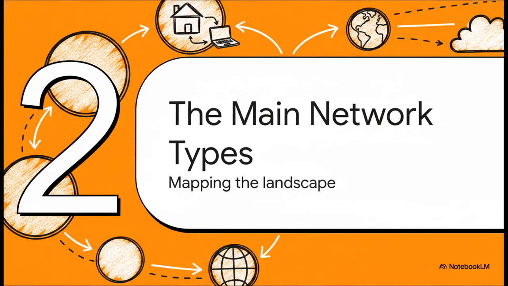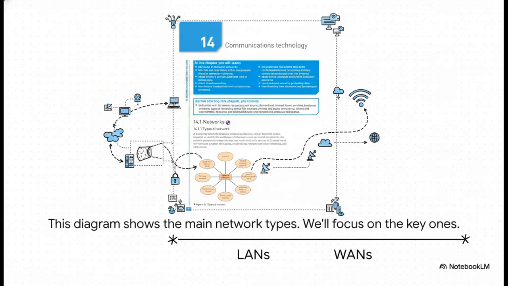All right, next up, the main network types. Now that we know what a network is, let's look at the different flavors they come in. And trust me, you'll want to know the difference for your exams. This diagram from your textbook lays it all out perfectly. You can see there are quite a few types, from the LANs we use at home to things like VPNs. We're going to give a nod to most of these, but for your exam, the two you really need to master are the LAN and the WAN.